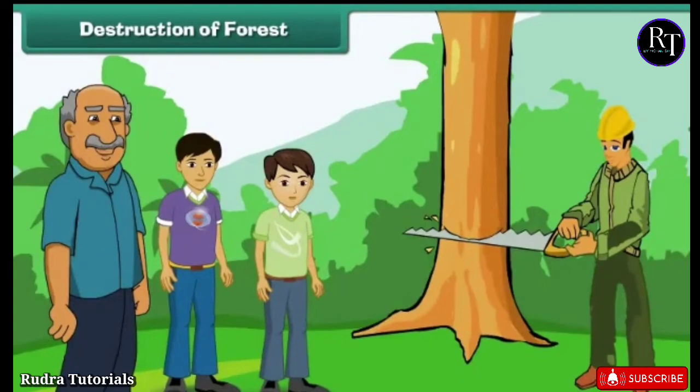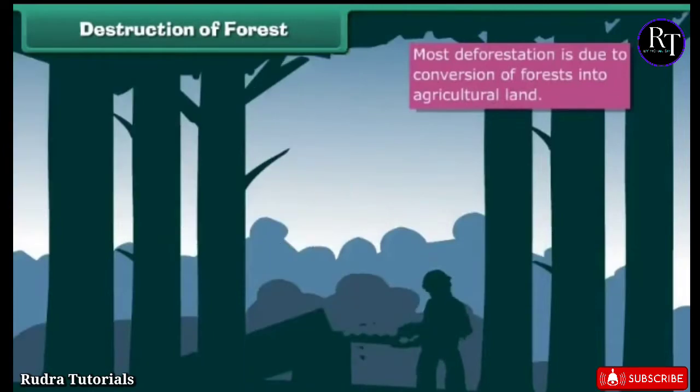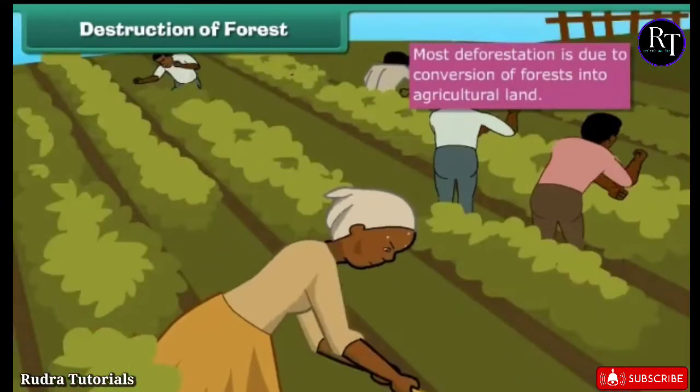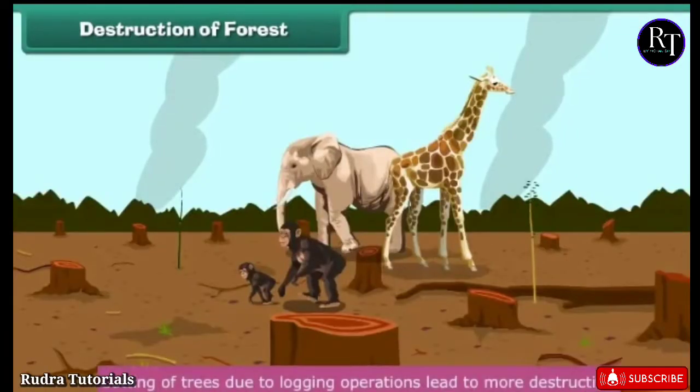Uncle told Shyam and Ram that due to growing population and increased demand for grains, the forests are being transformed into cultivation land. Most deforestation is due to conversion of forests into agricultural land. Countless cutting of trees due to logging operations leads to more destruction.